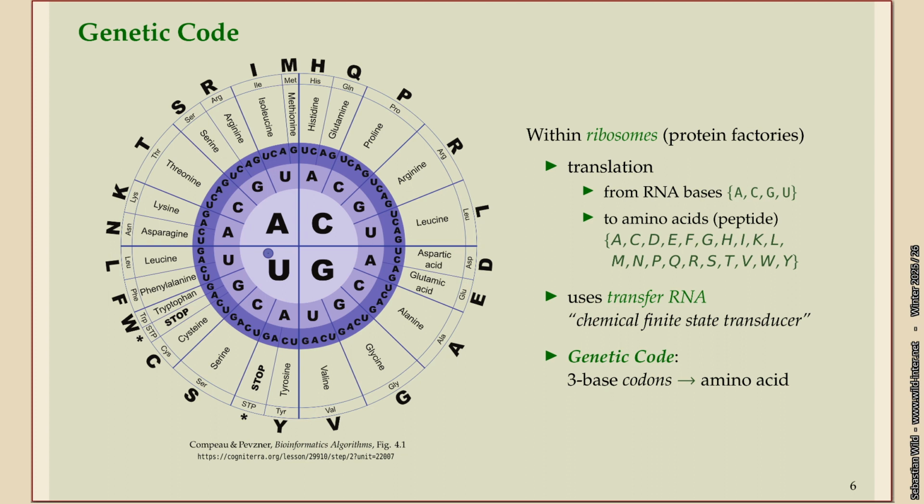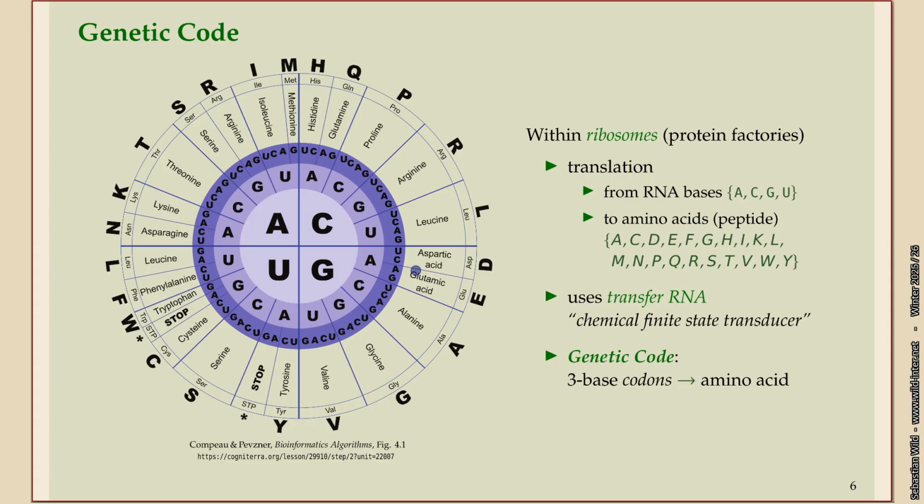And then it's always exactly 3 of these nucleic bases that encode for 1 amino acid. The amino acids here are denoted by these letters. They also have full names and abbreviations. There's essentially these 20 amino acids there.